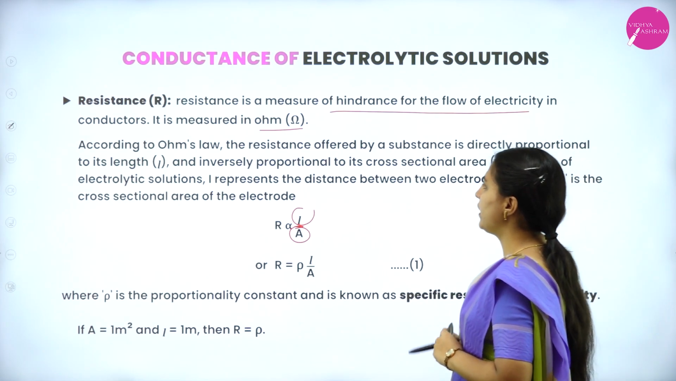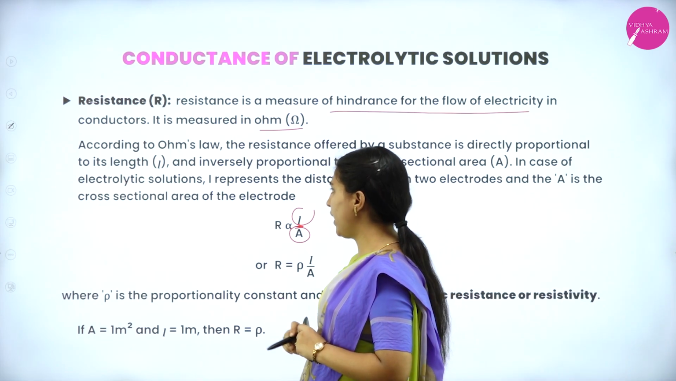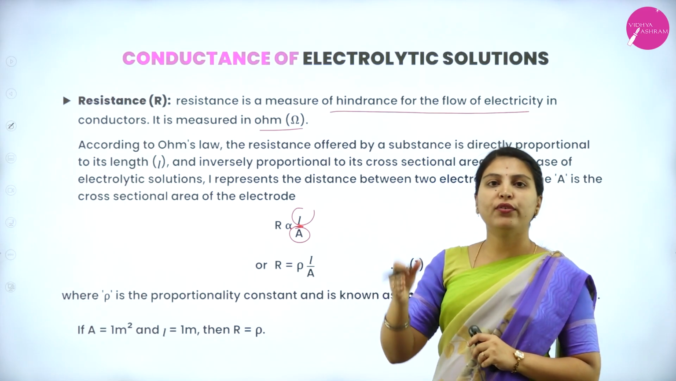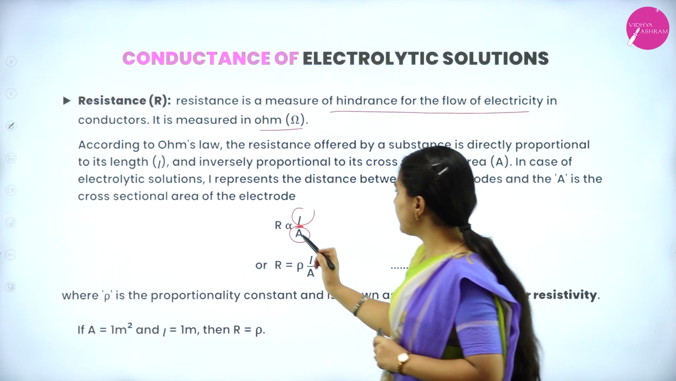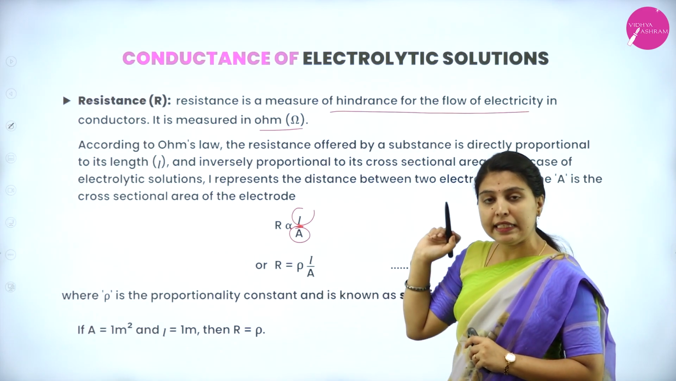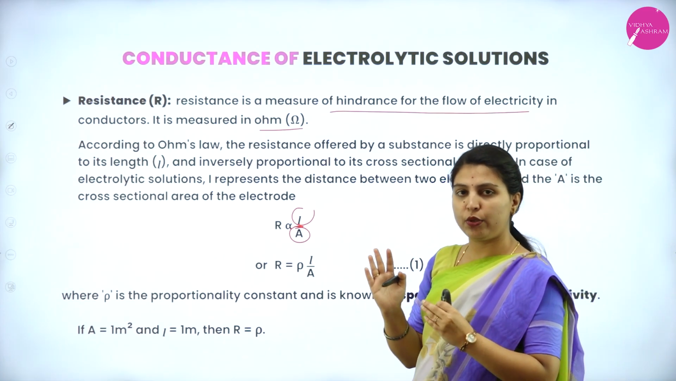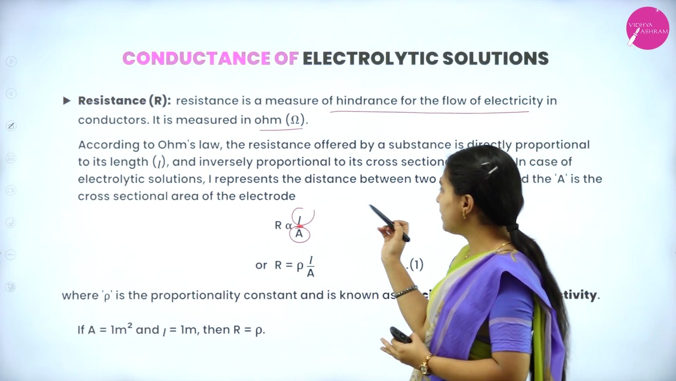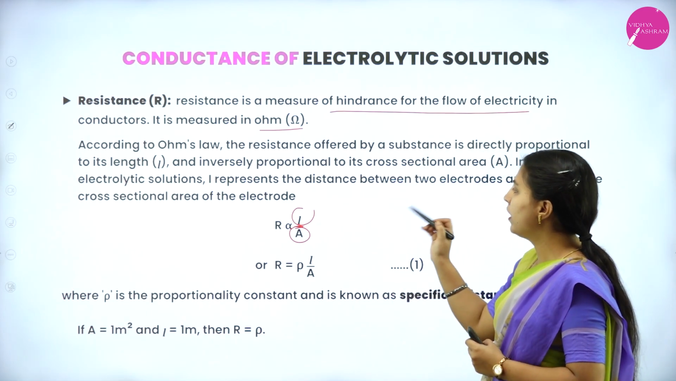In case of electrolytic solution, L represents the distance between two electrodes and A is the cross-sectional area in the electrolytic solution. Once again, resistance is the hindrance of flow of current in the conductors. It is measured in ohm. According to Ohm's law, resistance is directly proportional to the length and inversely proportional to the area of cross section. In the electrolytic solution, this length represents the distance between the two electrodes. If two electrodes are inserted parallel in the solution, that distance is L and the area of cross section of each electrode is A.